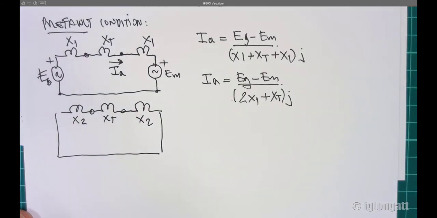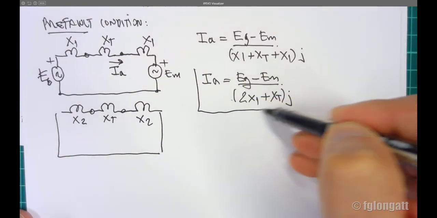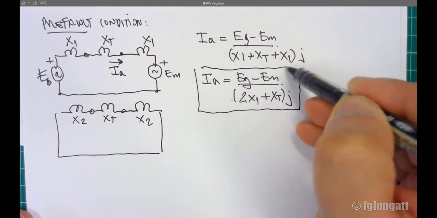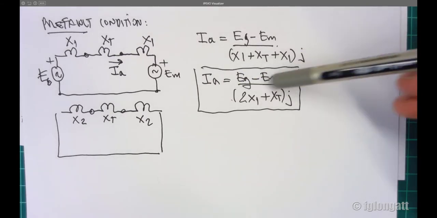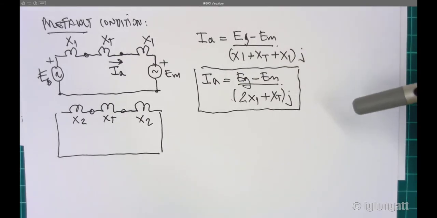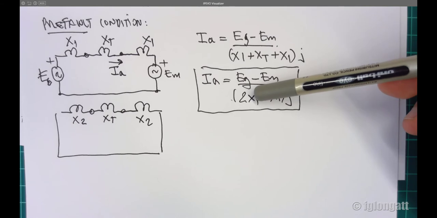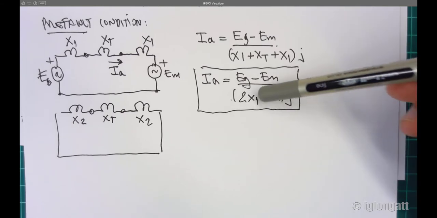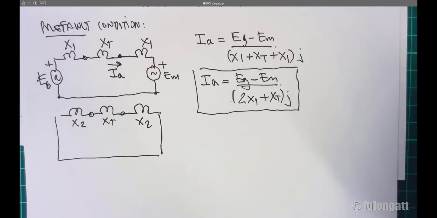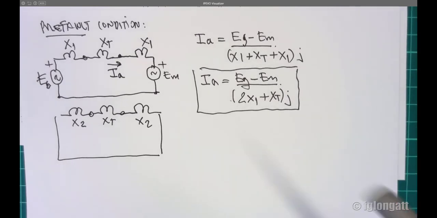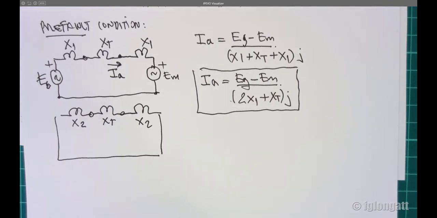what is the problem? We want this current, but the issue is we don't know those internal voltages. We don't have any idea. We don't know the positive sequence value of the reactance. We don't know the transformer reactance. To be honest, this equation alone is useless.